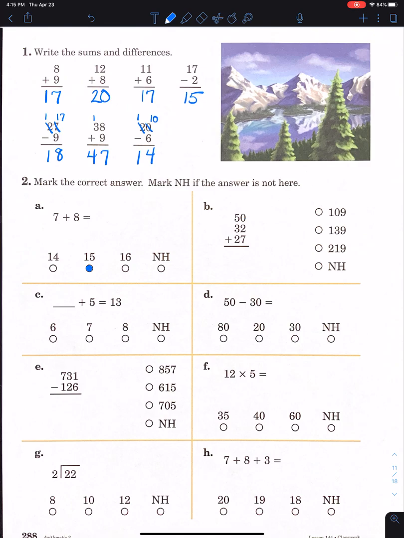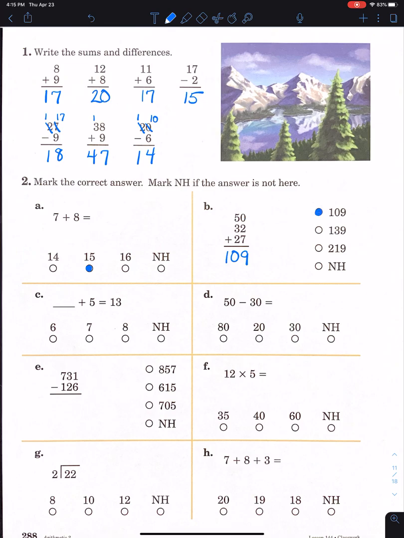B, we have 50 plus 32 plus 27, so starting in the ones column, 0 plus 2 is 2, and 2 plus 7 is 9. We don't have anything to carry. 5 plus 3 plus 2, that's 10. So when we have this situation, sometimes it confuses you. But when there's nowhere to carry the 1, you just bring it right straight down. 10. Is that answer here for us to choose? Yes, it is, 109.